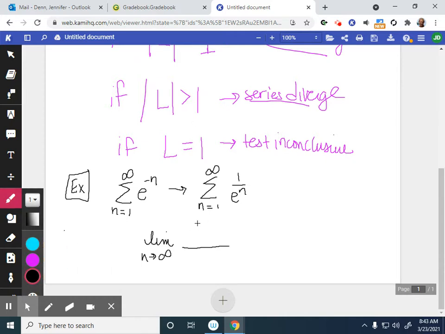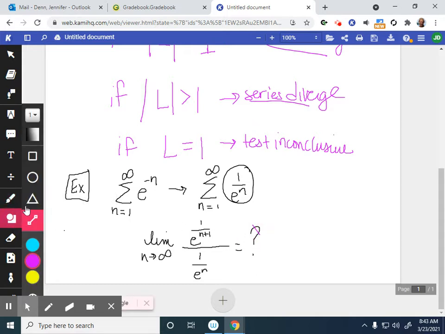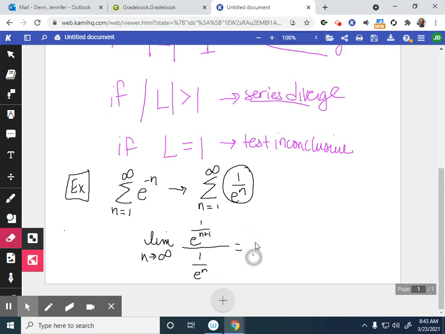I'm going to take the limit of this, but I'm going to replace all of my n's with n plus 1s for the top of this fraction. And on the bottom, I'm going to have the series itself, 1 over e to the n. And I'm going to figure out what this equals. This is going to become a numeric answer for me, and I'm going to look at that numeric answer and decide if it means my series converges or diverges, based on the number of that answer.